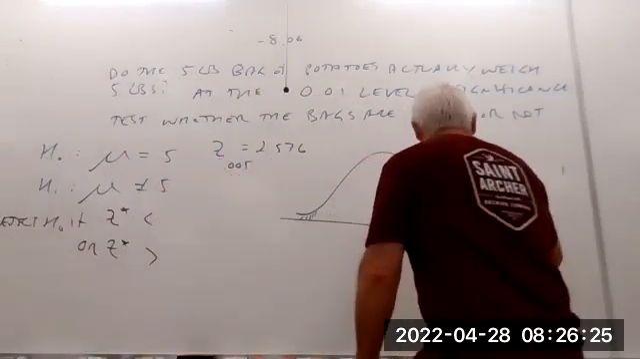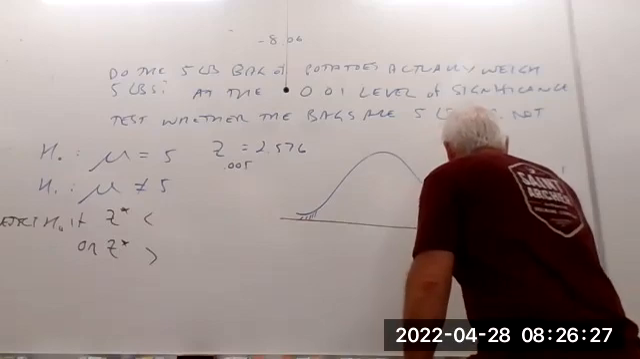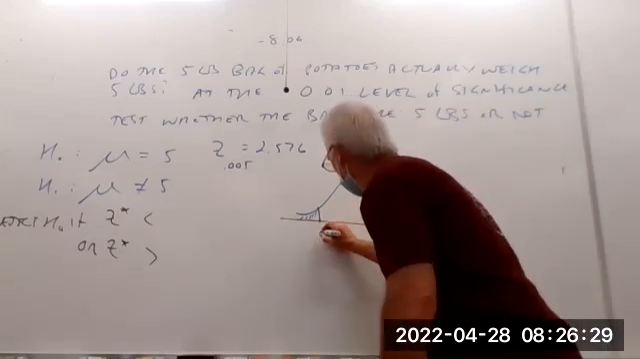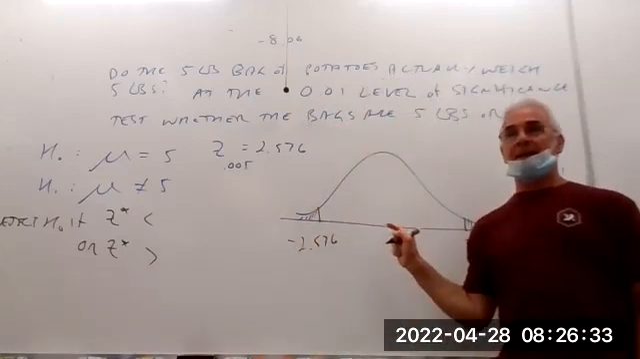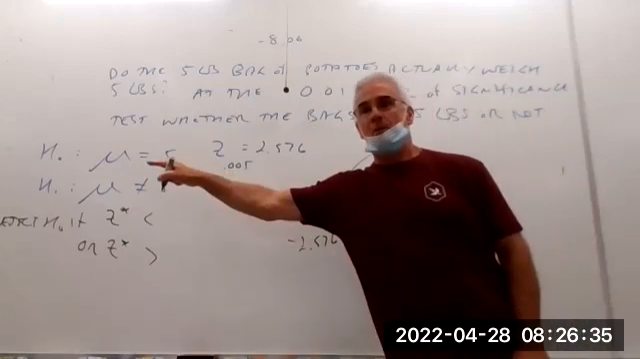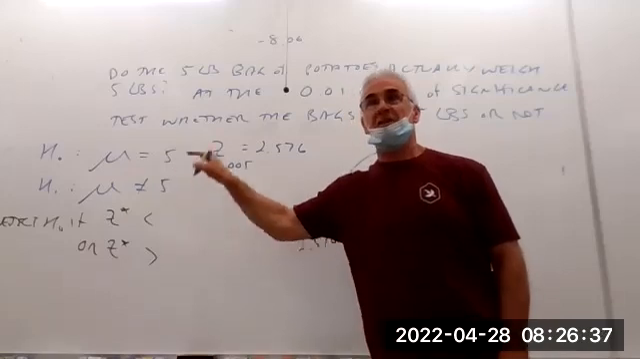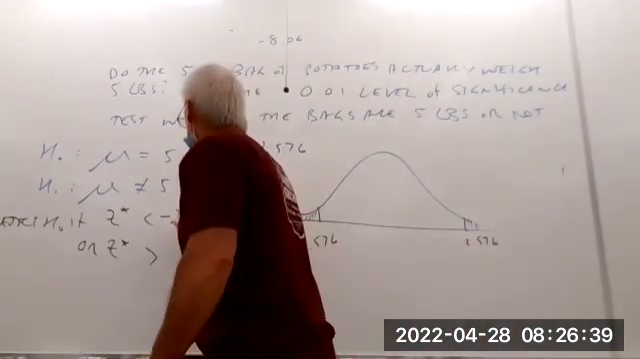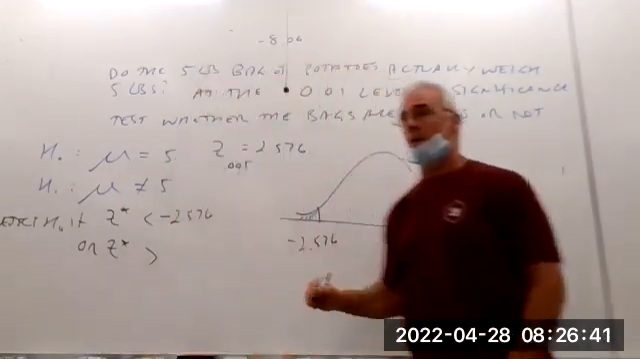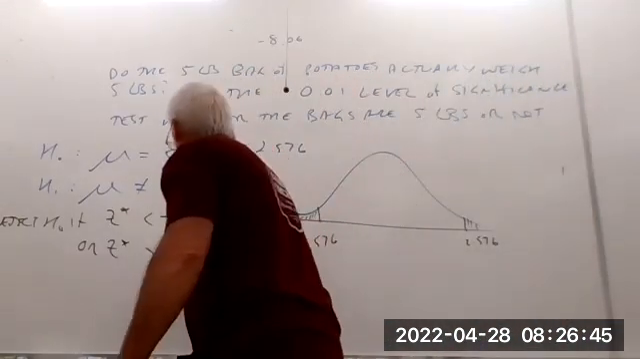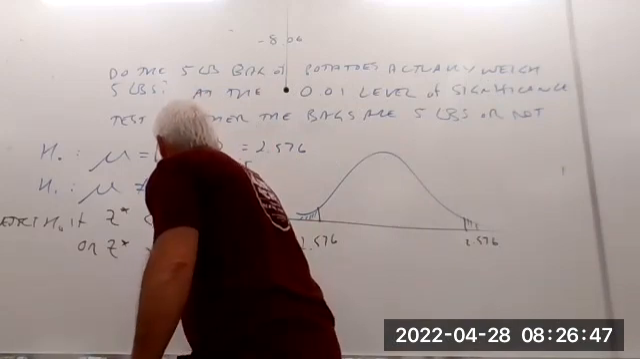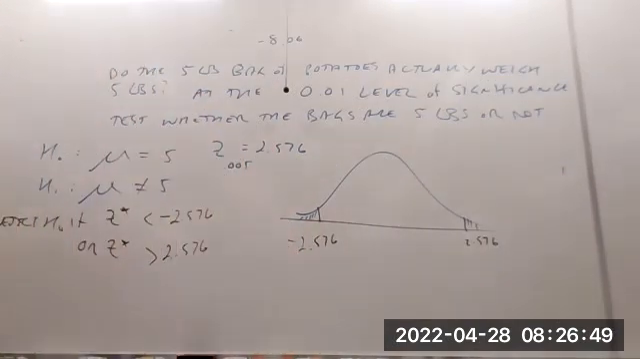So to help myself, that's 2.576. And what's that one? Negative 2.576. Oh, so I reject if I'm that way, which is less than the negative, or I'm that way, which is greater than the positive. Does that make sense? There's no calculation there. I'm just stating it.